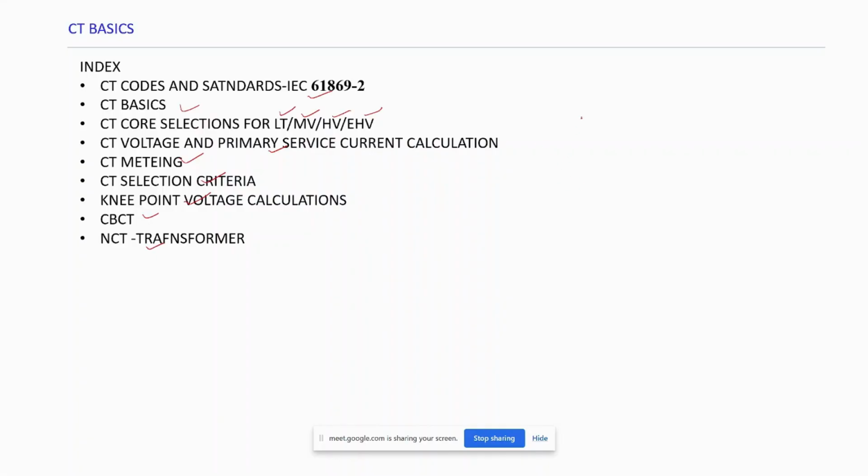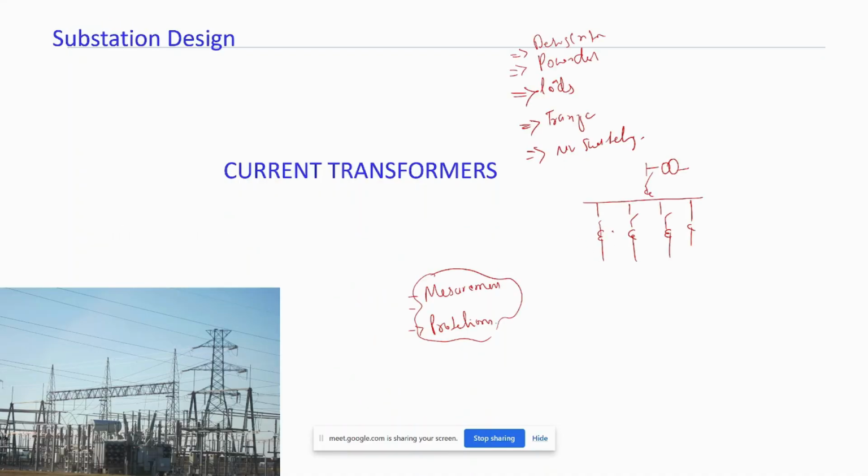So there are different types of CTs. We are going to discuss the phase CTs. Then we have neutral CTs. Then we have CBCT, core balance CT. Whenever you have a transformer like this, we use two types of CT, one for REF protection and another for standby earth fault protection. These are called phase CTs.